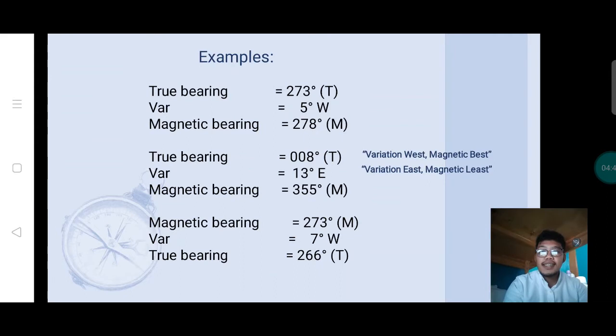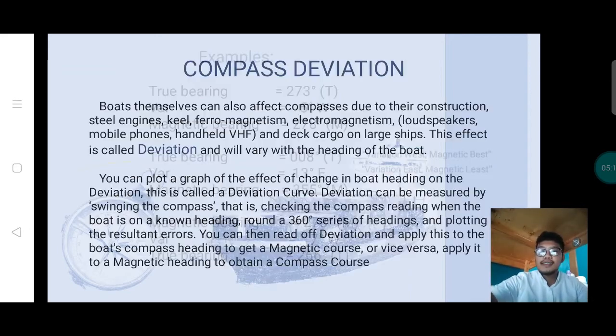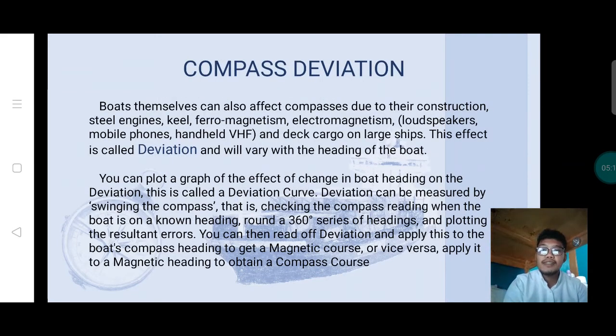So the next example is a magnetic bearing of 273 degrees and the variation is 7 degrees west. West means the magnetic bearing is greater than the true bearing. So 273 magnetic bearing minus the 7 degrees variation, the true bearing will be 266 true. So next, we'll discuss the compass deviation.